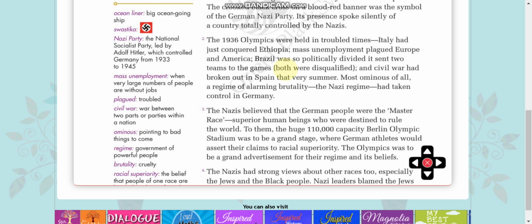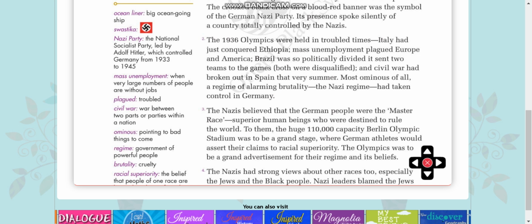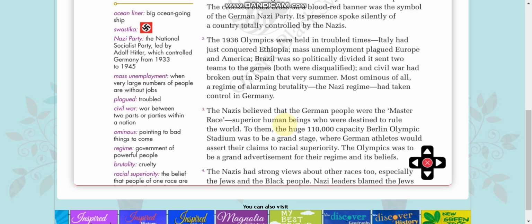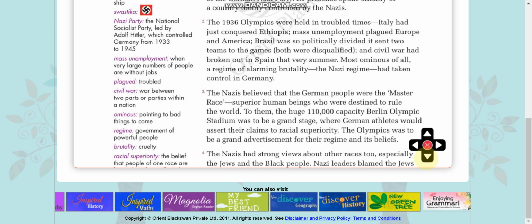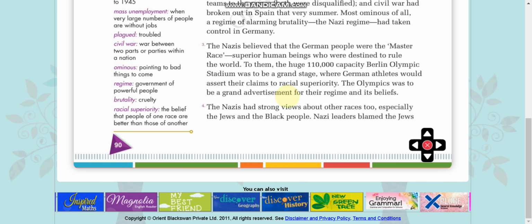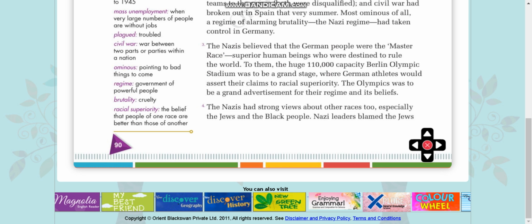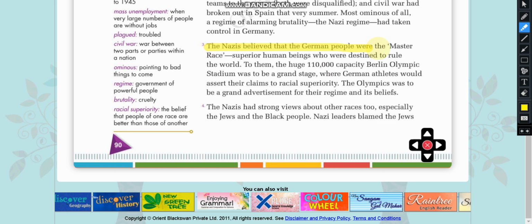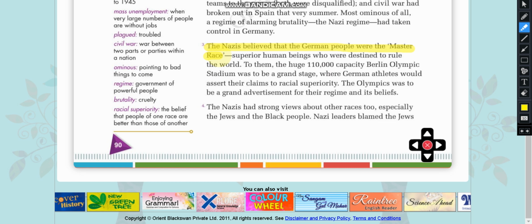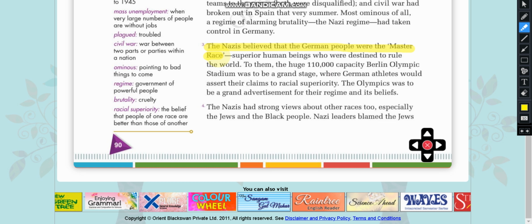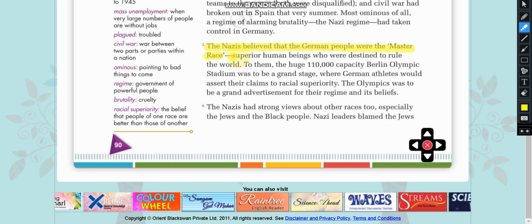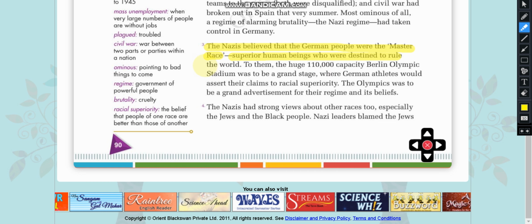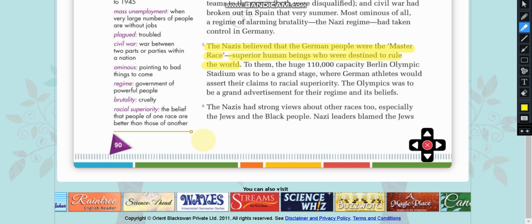So now this tells us that it was a very difficult time because a lot of political hustle bustle was going on. The Nazis believed that German people were the master race. Now, this is very important. You'll have to understand that the Nazis believed that German people were the master race. Now, what do you mean by master race? Master race means superior human beings who were destined to rule the world. So, this was their thinking.